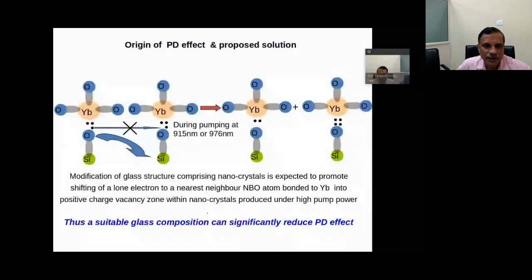If we see the photodarkening, this is what is happening. This is basically one kind of structure, a nanocrystal structure, that can promote shifting of the lone electron to the nearest neighboring non-bridging oxygen atom which is bonded to the ytterbium ion, and into a positive charge vacancy, which carries the color center and is produced under high pump power. This shifting can be prevented by choosing a suitable composition which can reduce the concentration of ytterbium 2 ion, from the viewpoint of reducing the photodarkening effect.